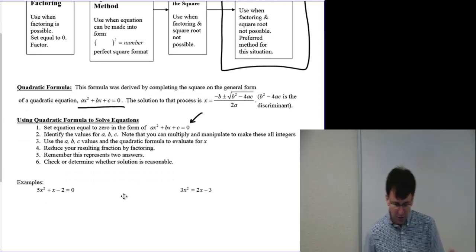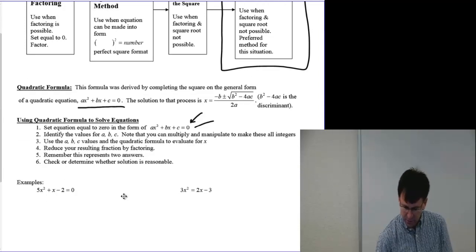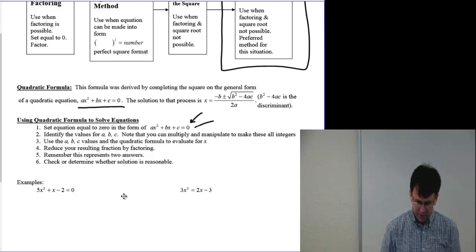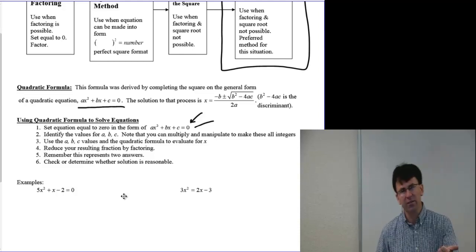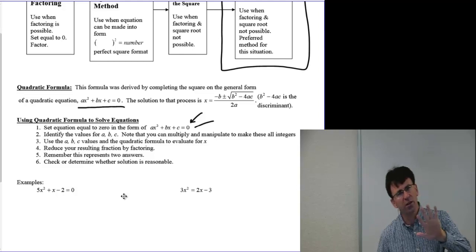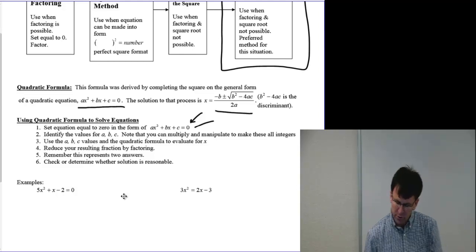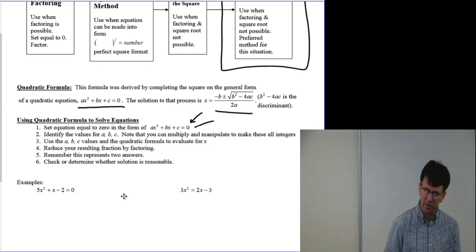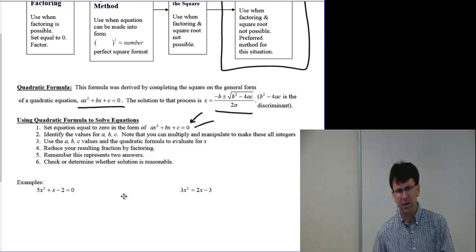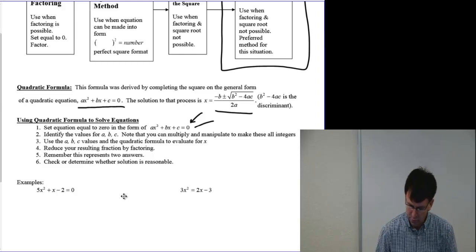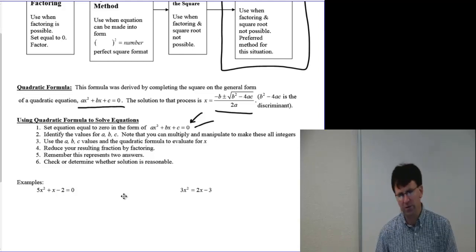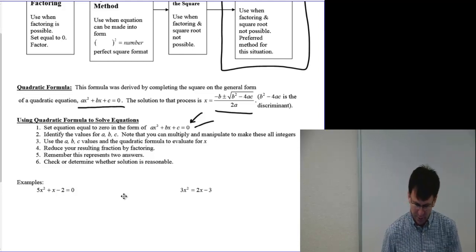So that's our strategy. Set it up into the form of ax squared plus bx plus c. Identify the values of a, b, and c. Watch out for negatives. They can be negative. And then plug it into our formula, which I presume you have probably seen someplace before in the past. Commit that one to memory, and we'll be in good shape. All you really have to do is write the formula down every time you do one of your homework problems, and you'll have it down pat.